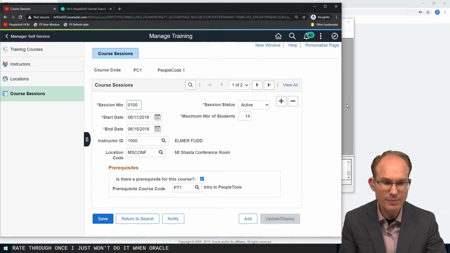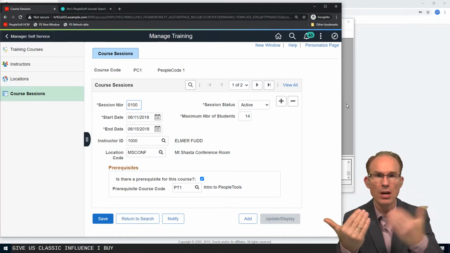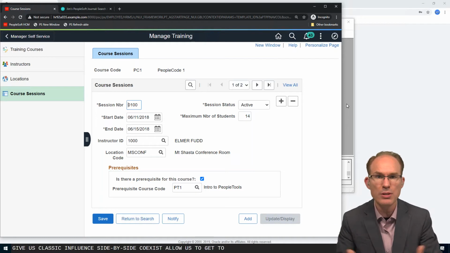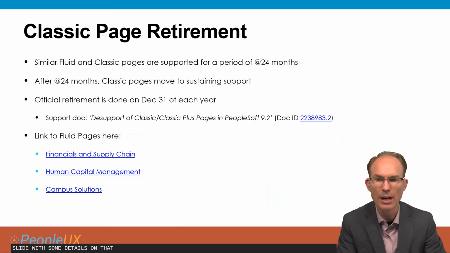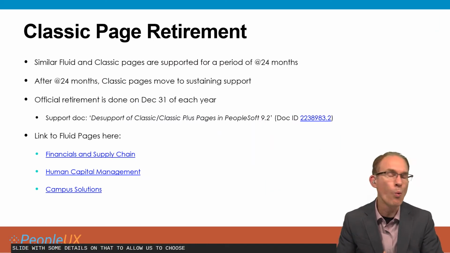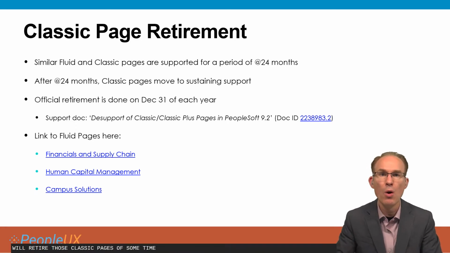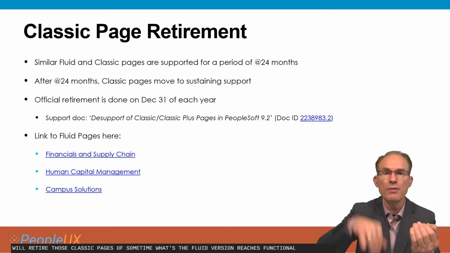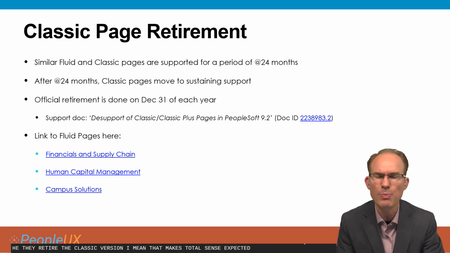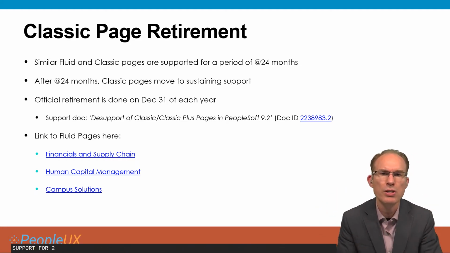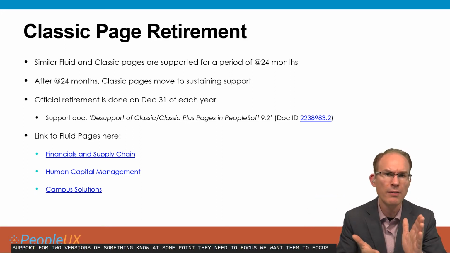When Oracle released Fluid, they had to give us Classic and Fluid side by side, coexisting, to allow us to choose. And here I have a slide with some details on that, with a caveat, and that caveat is that they will retire those Classic pages at some time. Once the Fluid version reaches functional equivalency, they retire the Classic version. I mean, that makes total sense. Do we really expect a vendor to provide support for 2 versions of something? No, at some point they need to focus. We want them to focus on the other version.